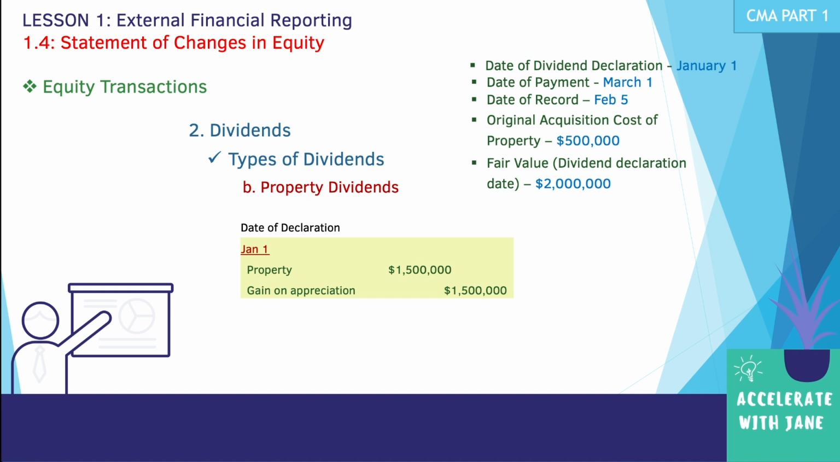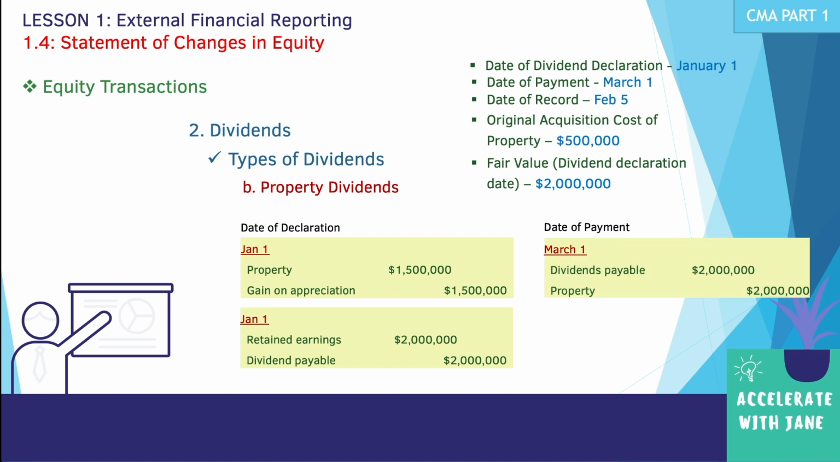Here, since the original cost of the property on the books of the company is just $500,000, we first remeasure it to its fair value, and hence we debit property and we credit gain and appreciation equivalent to the difference between the fair value and the original cost, and that is $1,500,000 US dollars. Similarly, on January 1, we debit retained earnings by $2 million, which is the remeasured value of the property, and we credit dividends payable by $2 million.